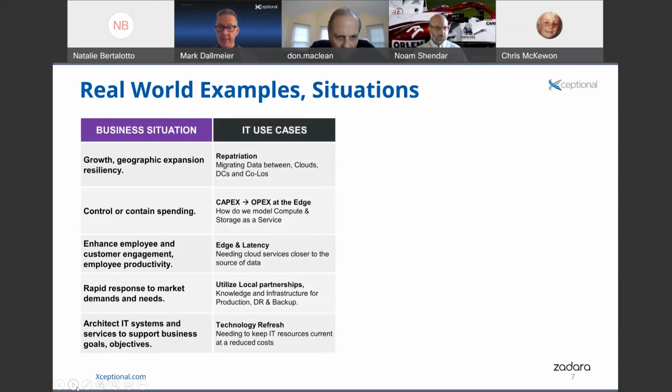So here are some of the IT and systems use cases that we see around these. Repatriation. So any organization that's focused on growth, expansion, and resiliency, they're trying to figure out how to migrate systems or data between clouds, data center, co-locations, right? Because they have to make sure that the data is accessible as they grow and scale the organization, and it's accessible to the right people at the right time, or it's accessible by the right customers at the right time. In terms of controlling and containing spending, there's a lot of organizations that are moving towards a utility-based consumption model.